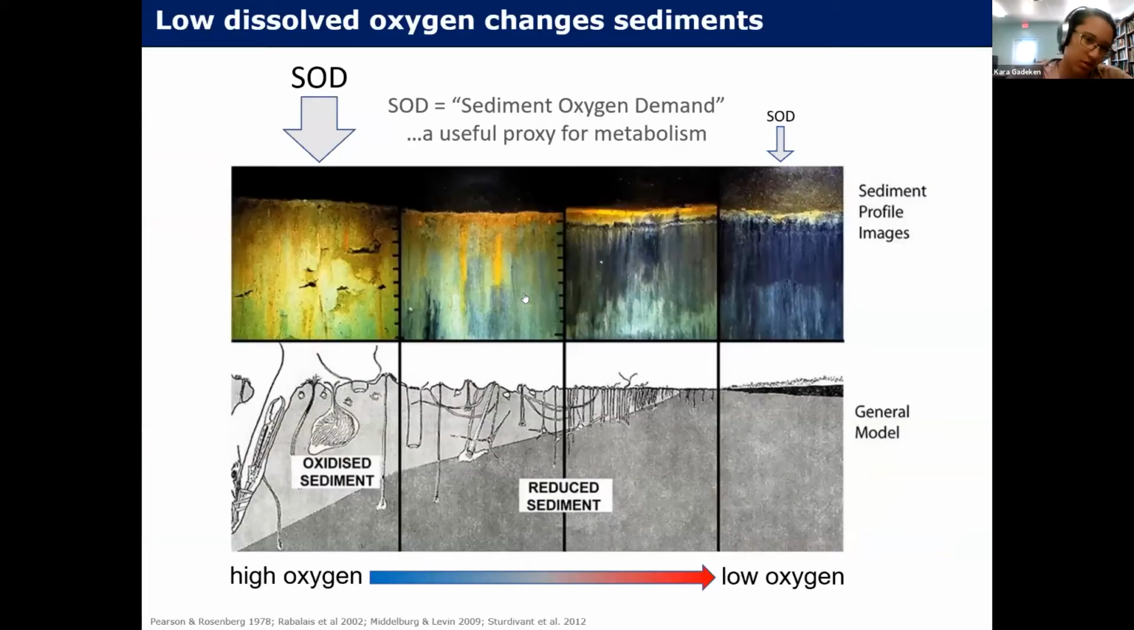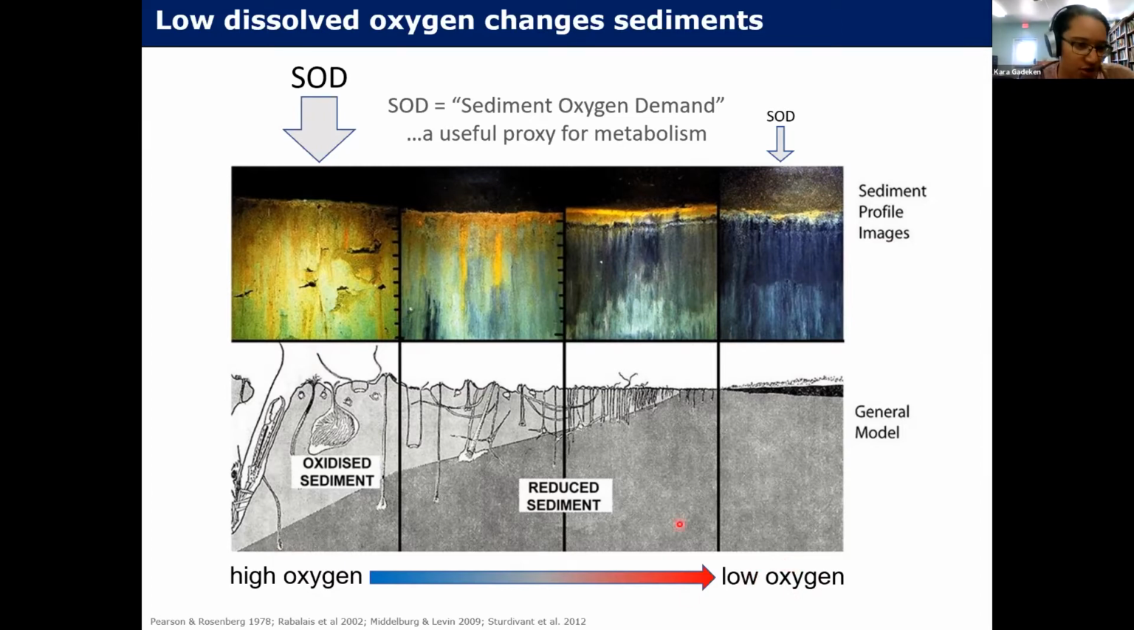All right, so let's start off with some background. So we know that low dissolved oxygen can cause some pretty dramatic changes in sediment ecosystems. I have this handy schematic here. Let me see if I can get my laser pointer. There we go. Hopefully you guys can see that. So on this schematic, we have the change that happens in sediment systems when you go from high oxygen conditions to low oxygen conditions.